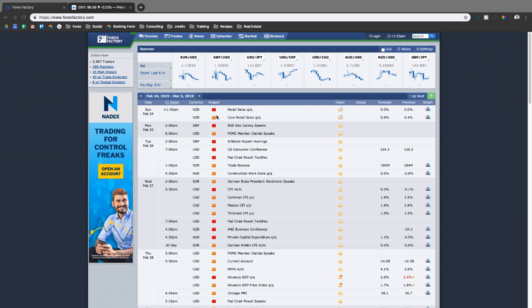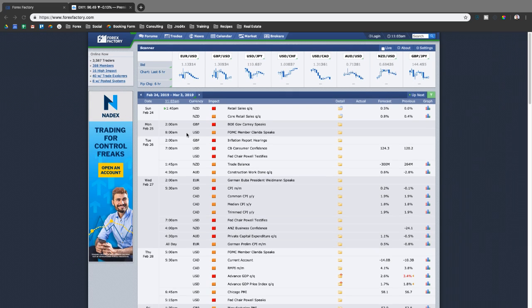We are currently looking at the economic calendar for this upcoming week. For Sunday, we don't really have too much, just some New Zealand dollar medium impact and high impact news releasing at 1:45 p.m. Pacific. Then for Monday, we've got British pound during London session at 2 a.m. Pacific, and an FOMC speaker at 8 a.m. for New York session Monday.